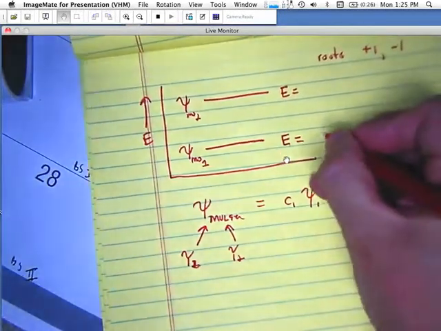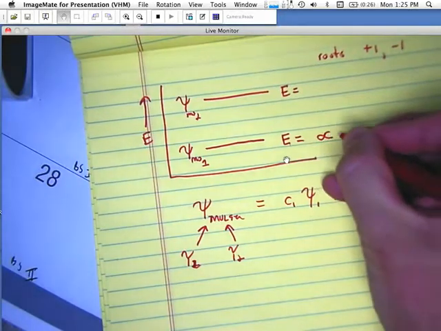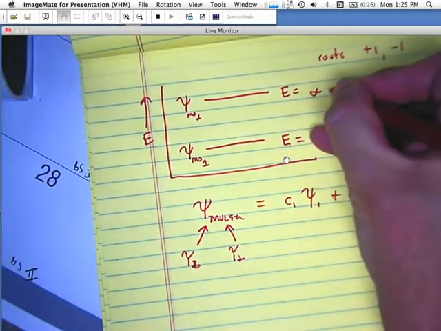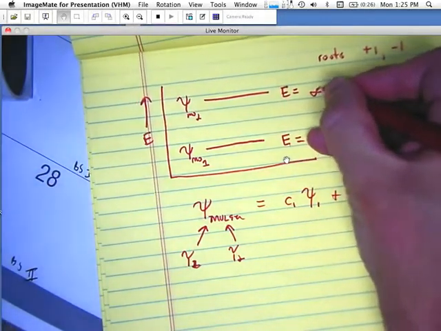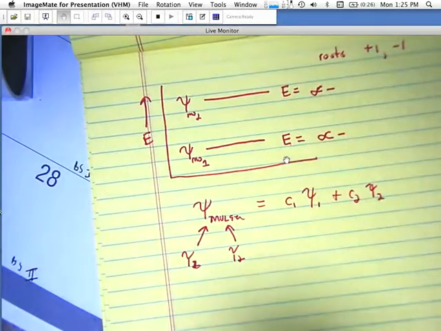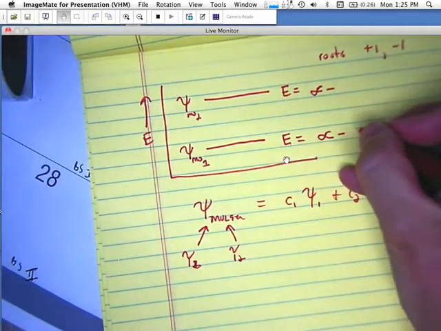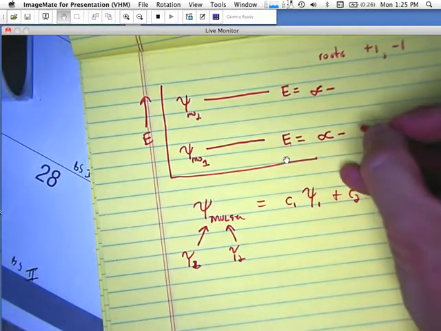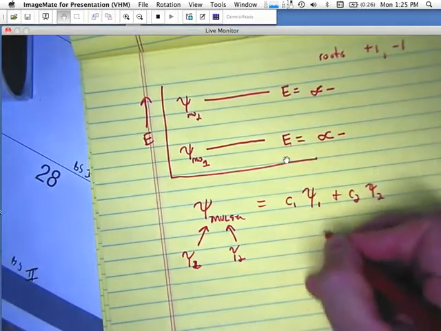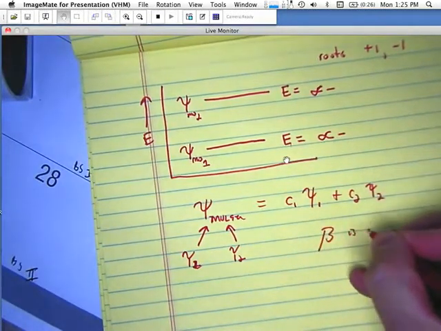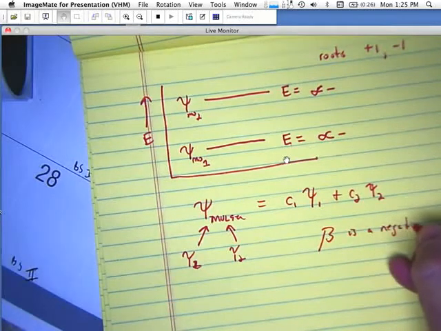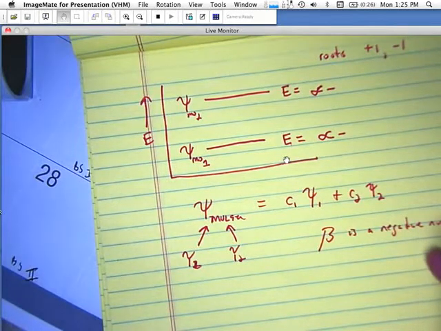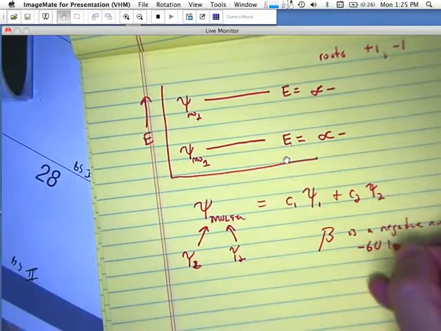So the energy is going to be equal to the alpha value, which is a constant, and the constant value depends on what the system is, minus beta. And it turns out that beta is a negative number. I've actually figured out it's about 60 kilocalories per mole.